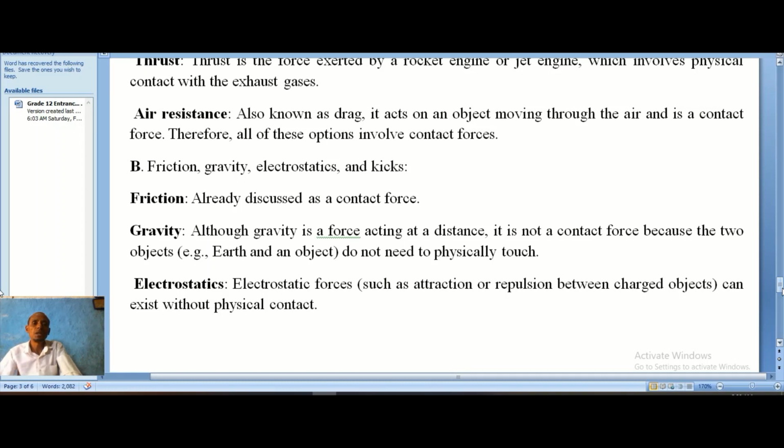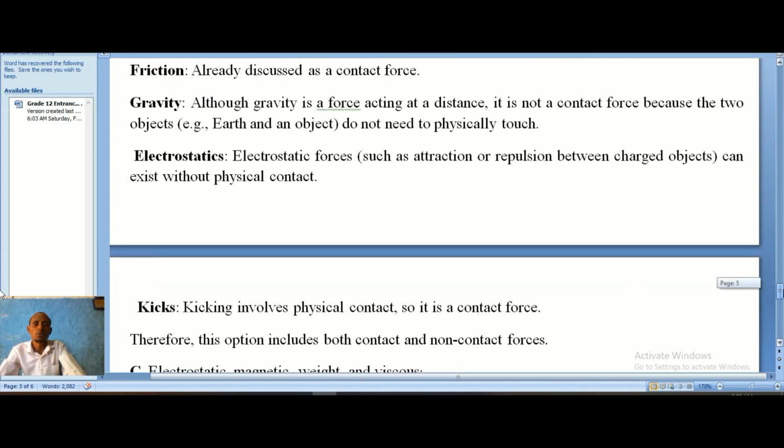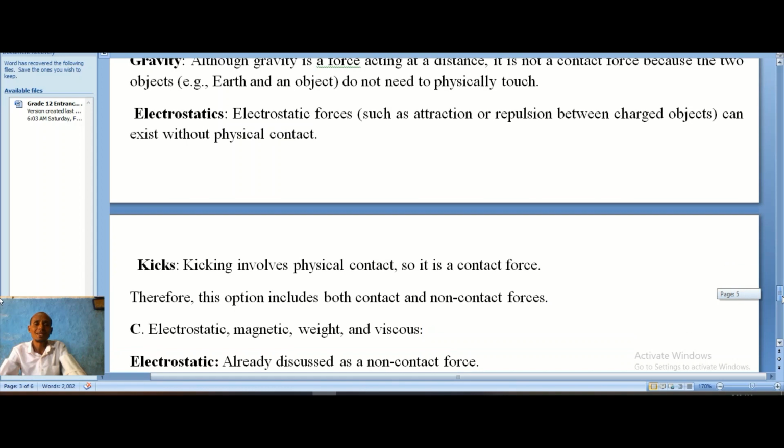When we come to choice B, friction, gravity, electrostatics, and kicks. Gravity is a force acting at a distance. It is not a contact force because two objects, for example the earth and an object, do not need to physically touch. Electrostatic forces, such as attraction or repulsion between objects, can exist without physical contact. A kick involves physical contact, so it is a contact force. Therefore this option includes both types of forces.